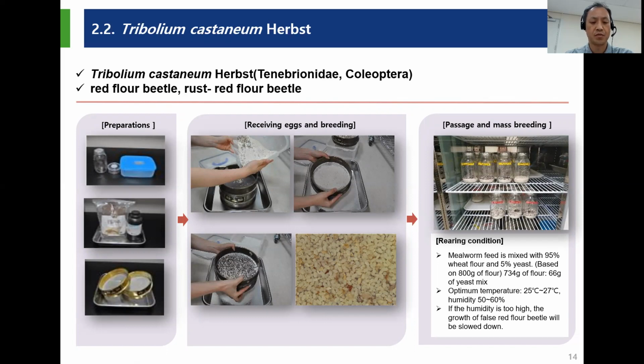Prepare two sizes of sieves, stacked and shaken. Food falls to the floor. The red flour beetle dung and eggs remain on the sieve underneath. Collect the remaining eggs and put them in a new container with food for rearing.